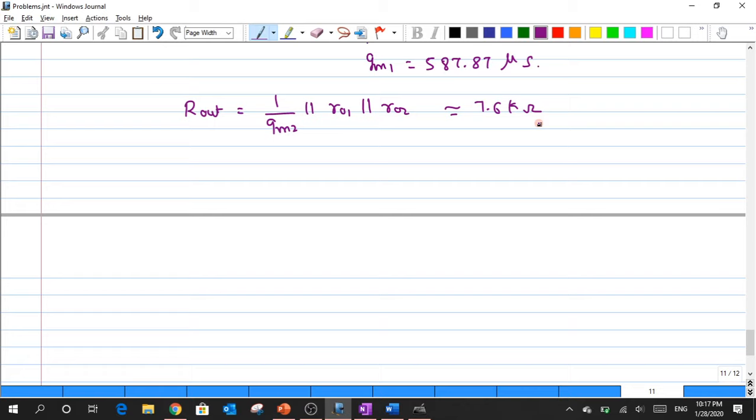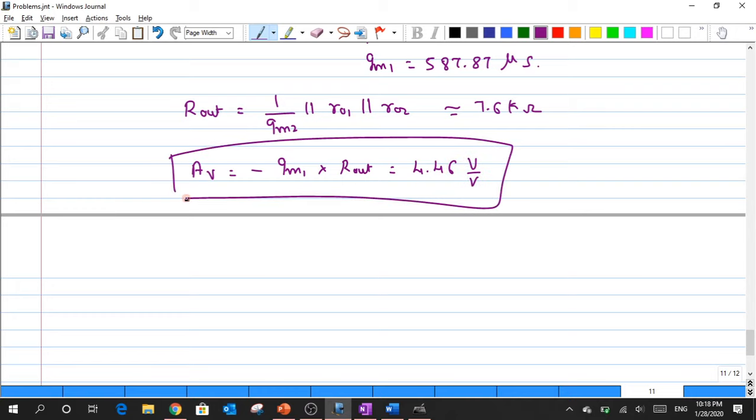Okay, so substituting each of these quantities over here, we would end up having a value which is closer to this. And now I just want to compute the value of the gain, which is a product of minus GM1 into ROut. And when we do so, this turns out to be 4.46 volt per volt as the gain.